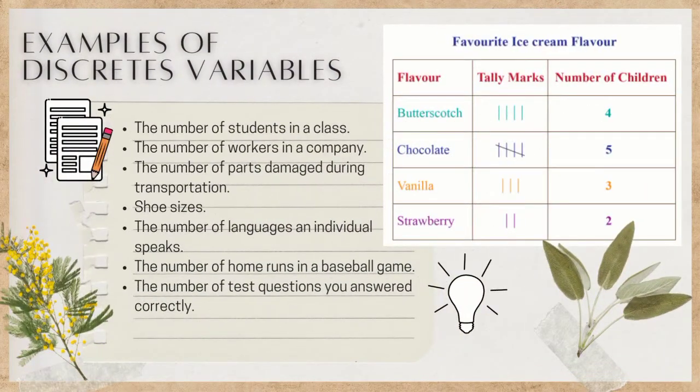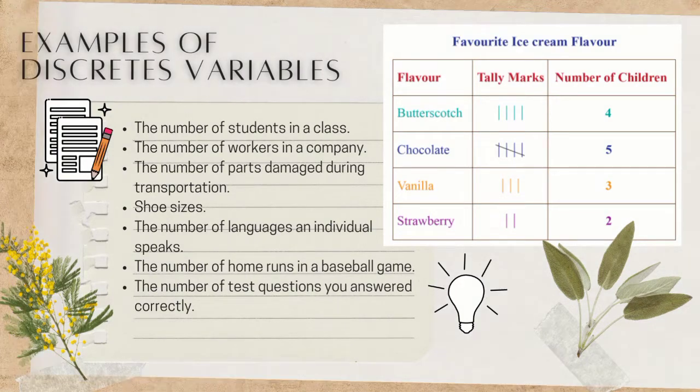So here we have examples of discrete variables. The number of students in a class, the number of workers in a company, the number of parts damaged during transportation, shoe sizes, number of languages an individual speaks, the number of home runs in a baseball game, and the number of test questions you answered correctly. So if we are going to observe these examples, we can see that they are countable, digital, and there is nothing in between, which makes it an example of discrete variables.